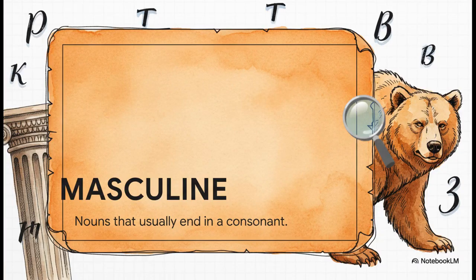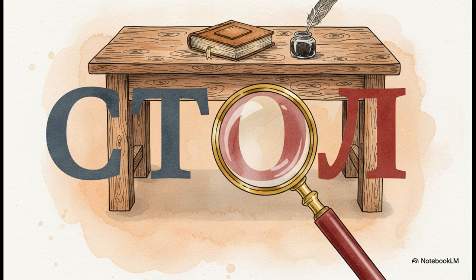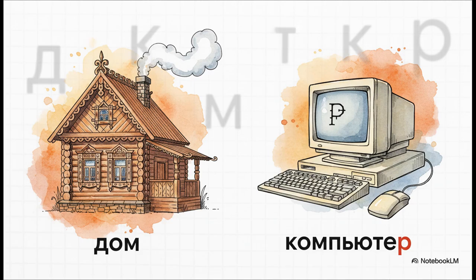Let's kick things off with masculine. And the rule here is actually super simple. If a noun ends in a consonant, any letter that isn't a vowel, it's almost always going to be masculine. Okay, check this word out. This is the Russian word for table. We say it like this, "stol." Notice that last letter, l, that's a consonant, so right away we know stol is masculine. Simple as that.